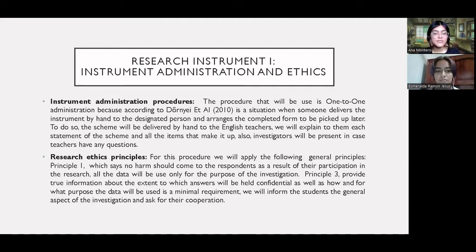For the research ethics principles, we will apply the following general principles. Principle number 1: no harm should come to the respondents as a result of their participation in the research. All the data will be used only for the purpose of the investigation. And also we are going to use principle number 3: provide true information about the extent to which answers will be held confidential, as well as how and for what purpose the data will be used. We will inform the students of the general aspects of the investigation and ask for their cooperation.